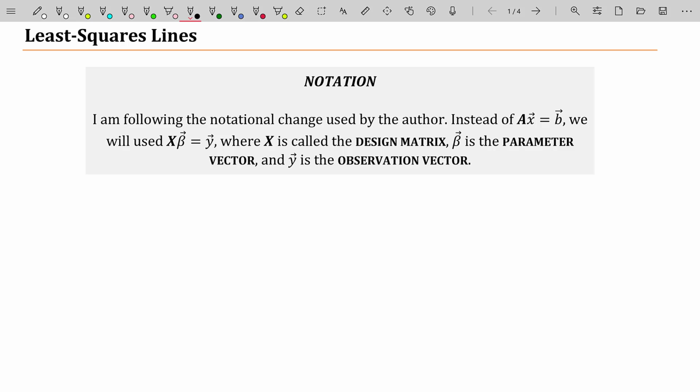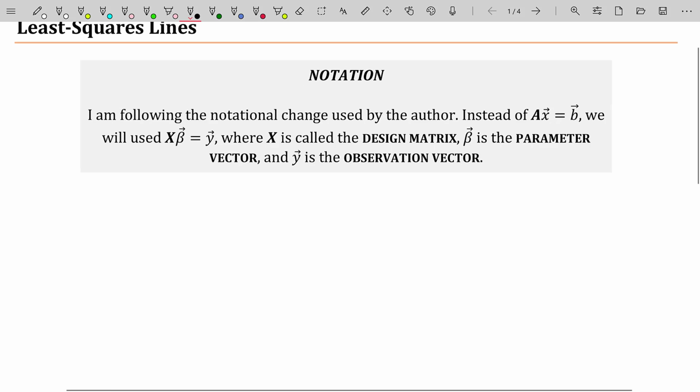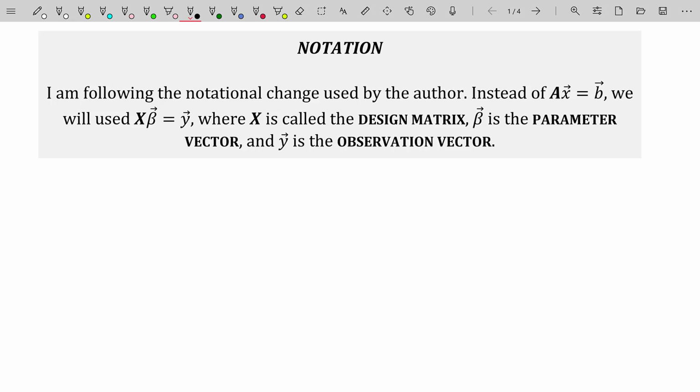Before we get too far, I just want to make a mention here. The notation that I'm going to be using is slightly different, or actually significantly different, than what we've been using this entire course. And that's only because we're trying to match what is used in engineering and physics and whatnot.